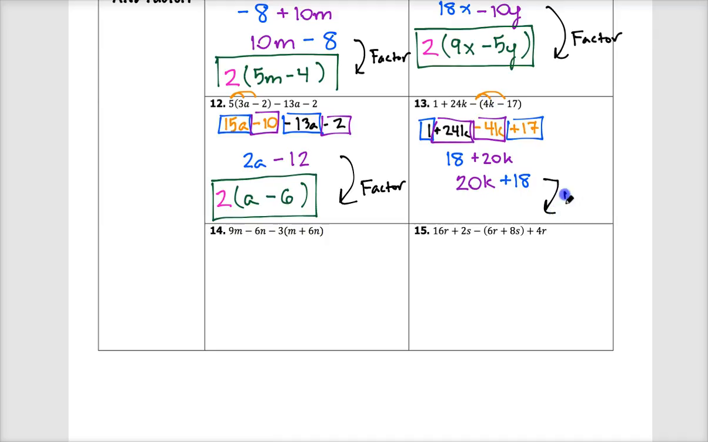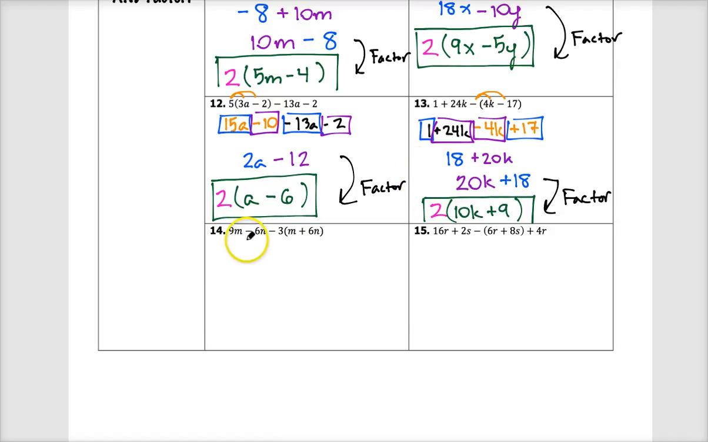And now we factor. The GCF of 20 and 18, you guessed it, it's 2. And what times 2 gives us 20k? It's 10k. What times 2 gives us 18? It's 9. So 2 times the quantity 10k plus 9. By the way, don't always assume your GCF is 2. 2 is often a common answer for greatest common factors, but it's not always the greatest common factor. So just be careful of that.